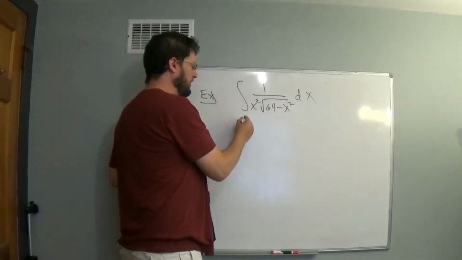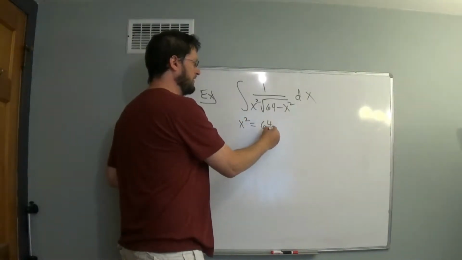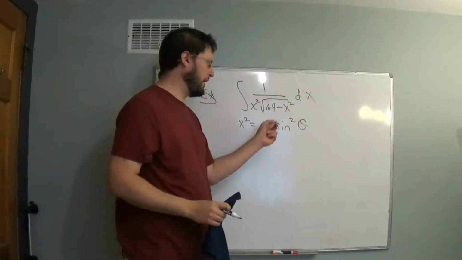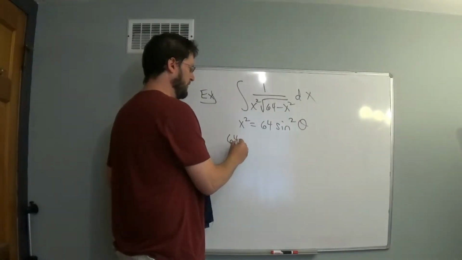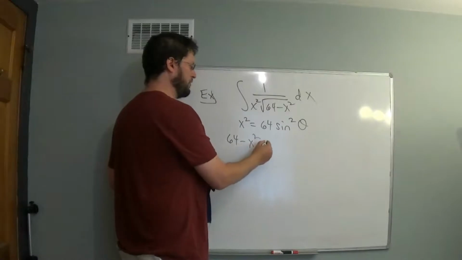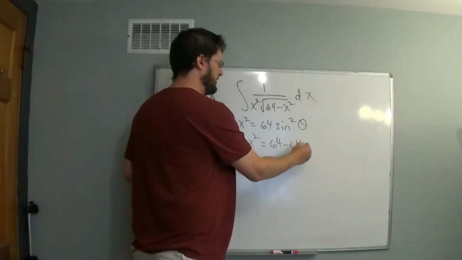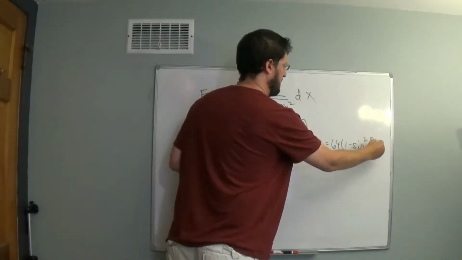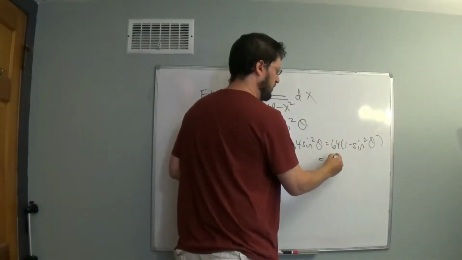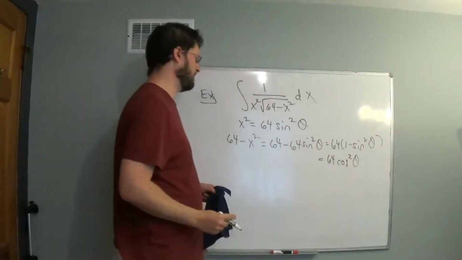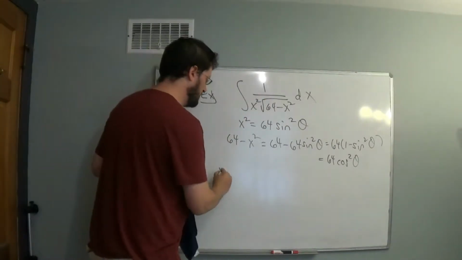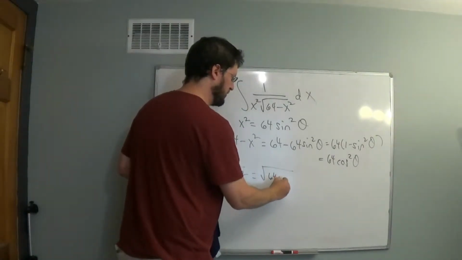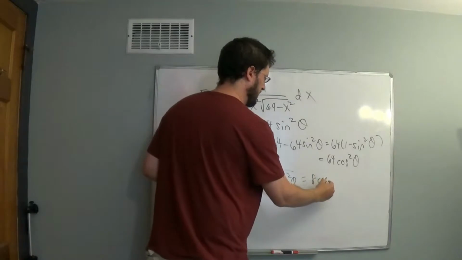What we really want is that entire x squared to be 64 sine squared theta, so that then we would be able to factor 64 out of the x squared. And we'll even write that out. So 64 minus x squared, the stuff under the radical, is 64 minus 64 sine squared theta, which is 64 times 1 minus sine squared theta, which is 64 times cosine squared theta. Which means that if we apply the radical, we get radical 64 cosine squared theta, which is 8 cosine theta.